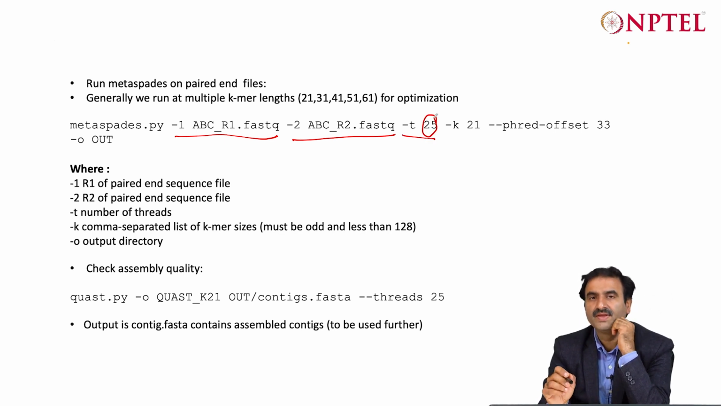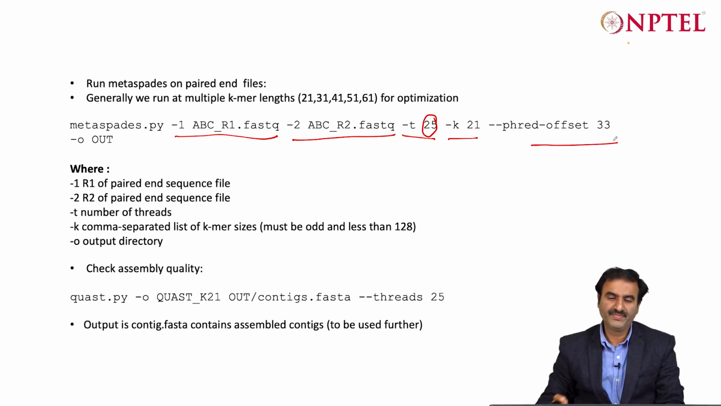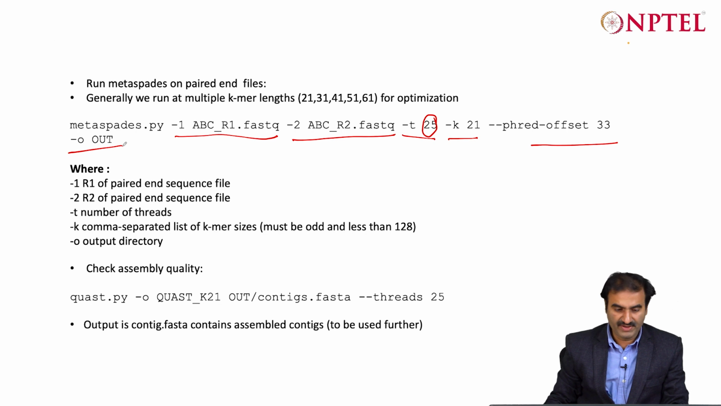Again, if your system allows say 64 threads, you can go for 60 or 55 or 58, so that you allow some threads for other basic jobs to continue, and you still maximize the thread usage. Then the K-mer size, the quality value offset of 33, and the output folder name, okay.